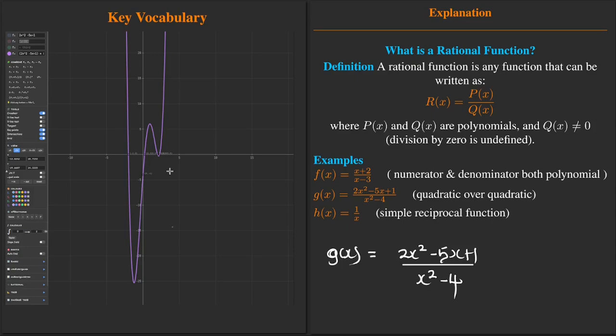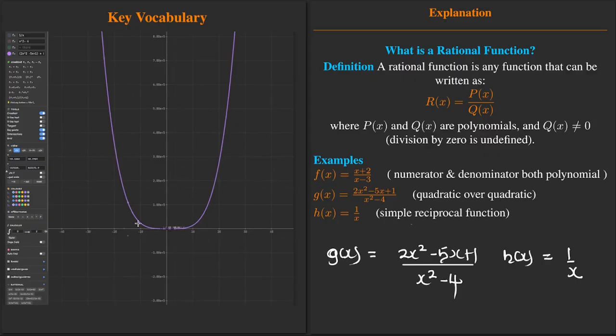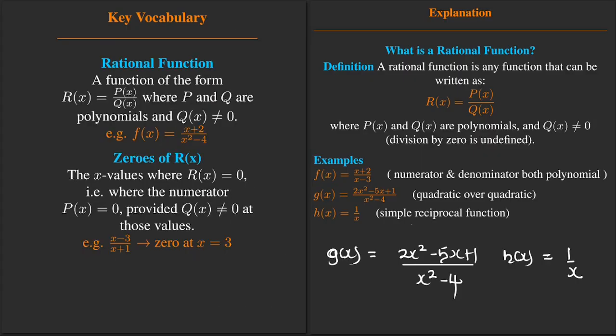As you can see, this is the graph of this polynomial function we have over here. And then looking at our last example, we have h of x, which is equal to 1 over x. That is also another rational function, and this is its graph as shown. So now that we know what these rational functions are, we want to focus on the domain and the zeros of the rational functions.